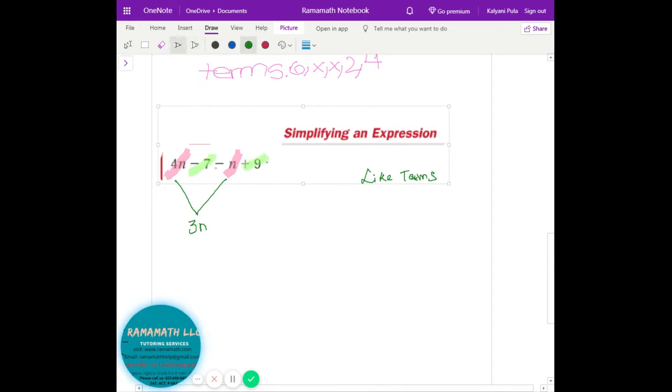So let me combine these together. Negative 7 plus 9 is what? Positive 2. There's a minus 7 and plus 9, which is positive 2. Now, when I look at these, they are all separate. They're not like terms. So that's the answer.